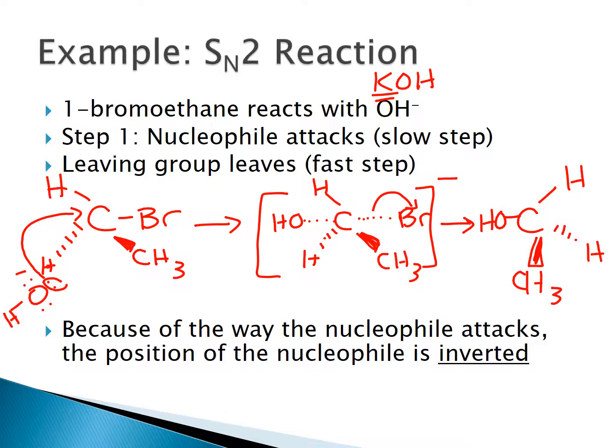Okay, so because of the way the nucleophile attacks, the position of the nucleophile is inverted. Sorry, this isn't drawing very clearly, but it's called the Walden inversion. The idea is, think of it as like an umbrella that's turned inside out. SN2 reactions are considered to be stereospecific, and we'll talk more about what that means when we talk about stereochemistry in the third topic in this unit. But in the SN2 reaction, we do have an inversion of position.